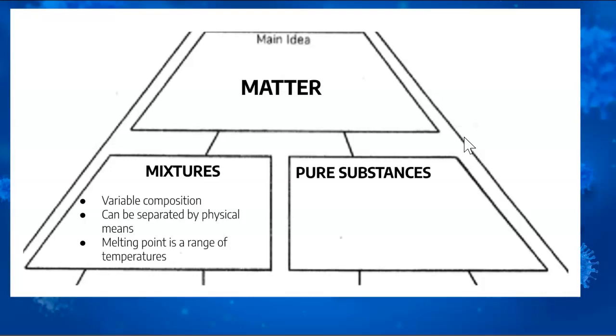So the melting point of the mixture is actually a range of a whole bunch of different temperatures because there are a whole bunch of different particles in it. Now with a pure substance, it will have a constant composition. So no matter where you look in the substance, no matter where you look in the object, it will look and be composed of the same thing.